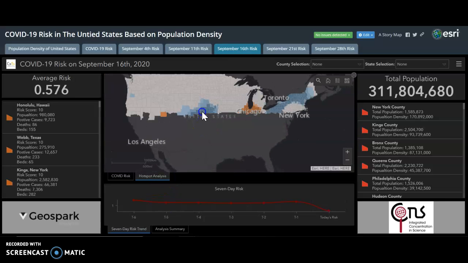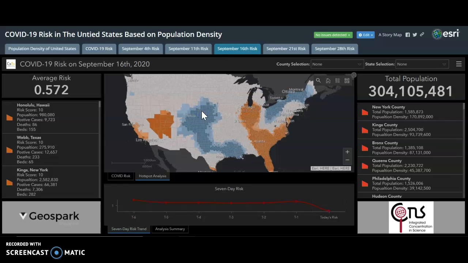During the week of September 16th, we see that the Southeast Atlantic hotspot is actually spread up into the Midwest, into Illinois, and parts of Michigan. With that being said, the cold spot in Ohio, Pennsylvania, West Virginia, upstate New York, New Hampshire, Vermont, and Maine has stayed static and actually has become a more solid cold spot.